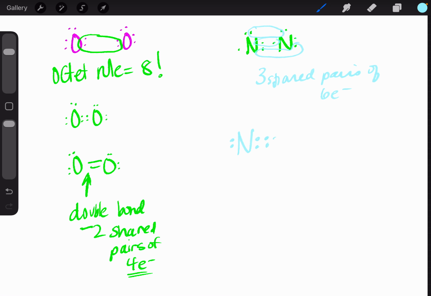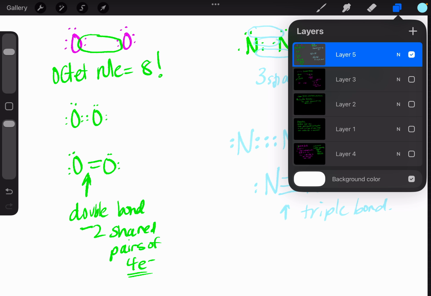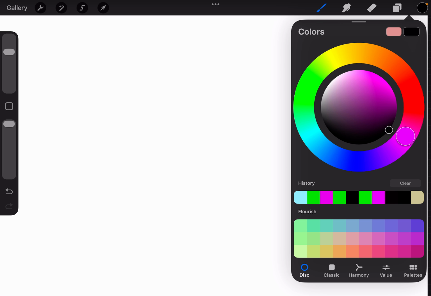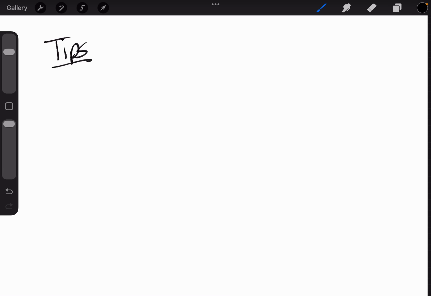So to write that, it's going to look like this. 1, 2, 3, 4, 5, 6. It's kind of wonky. And then to write my Lewis structure, it's going to look like this. This is a triple bond. Okay. All right, so a couple tips here. Always put the atom in the middle that must make the most bonds.